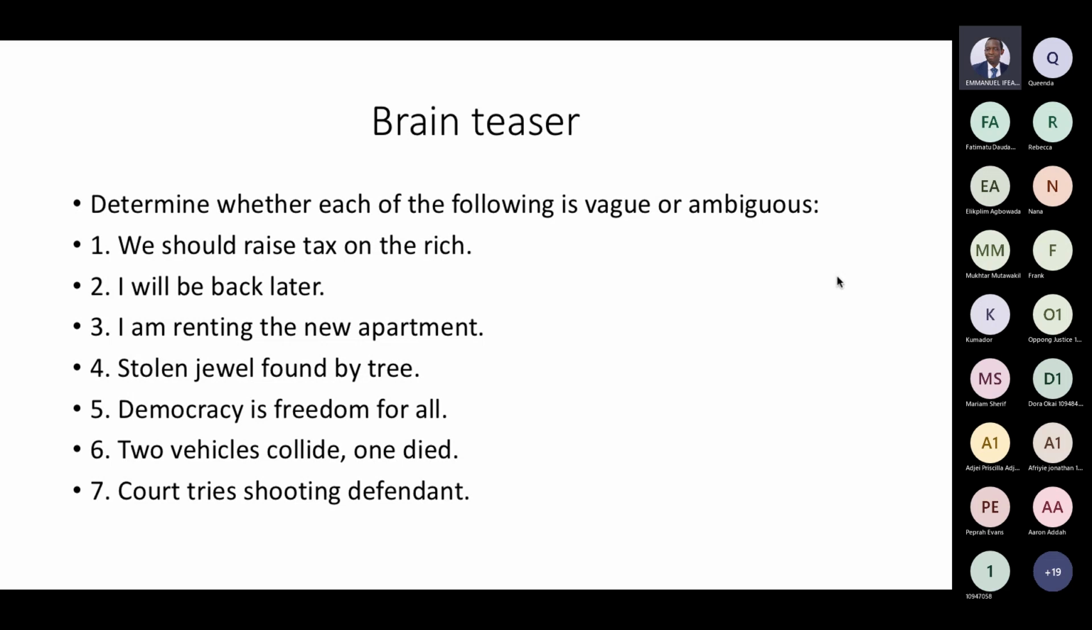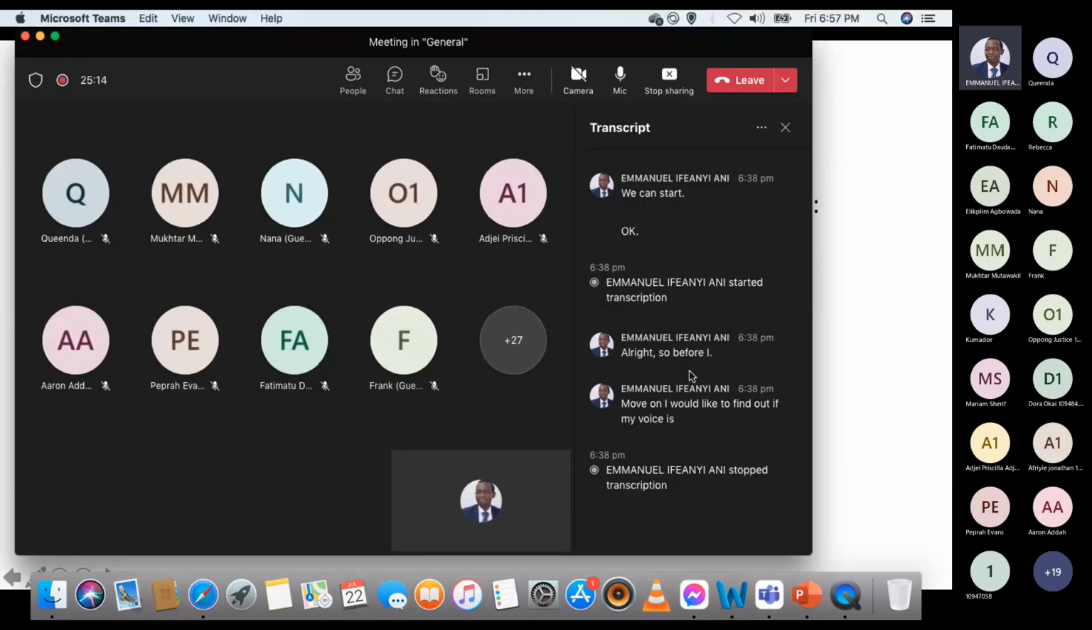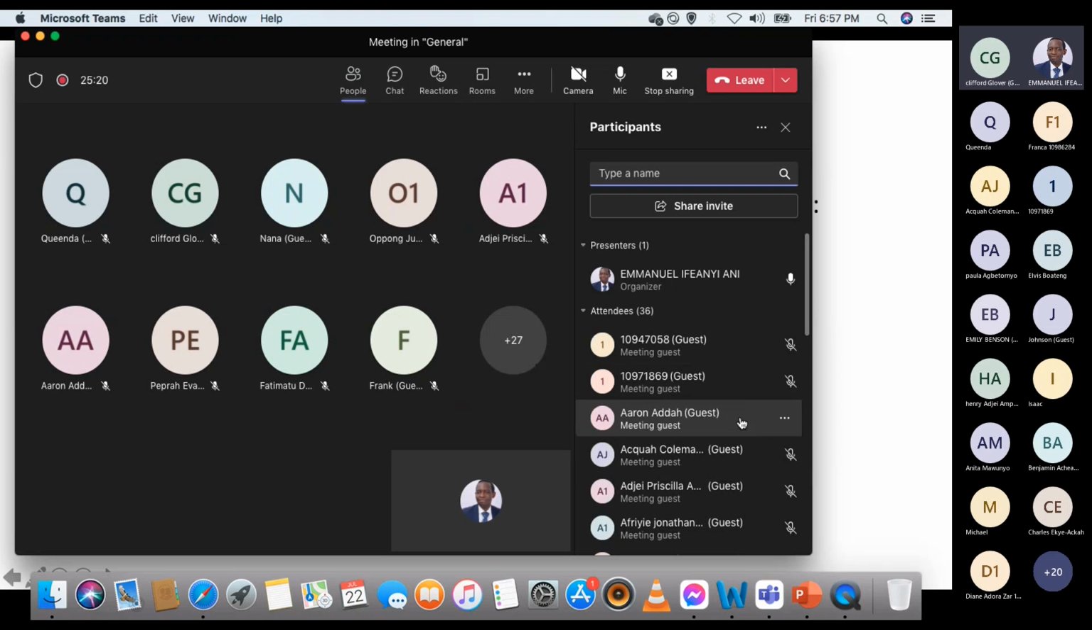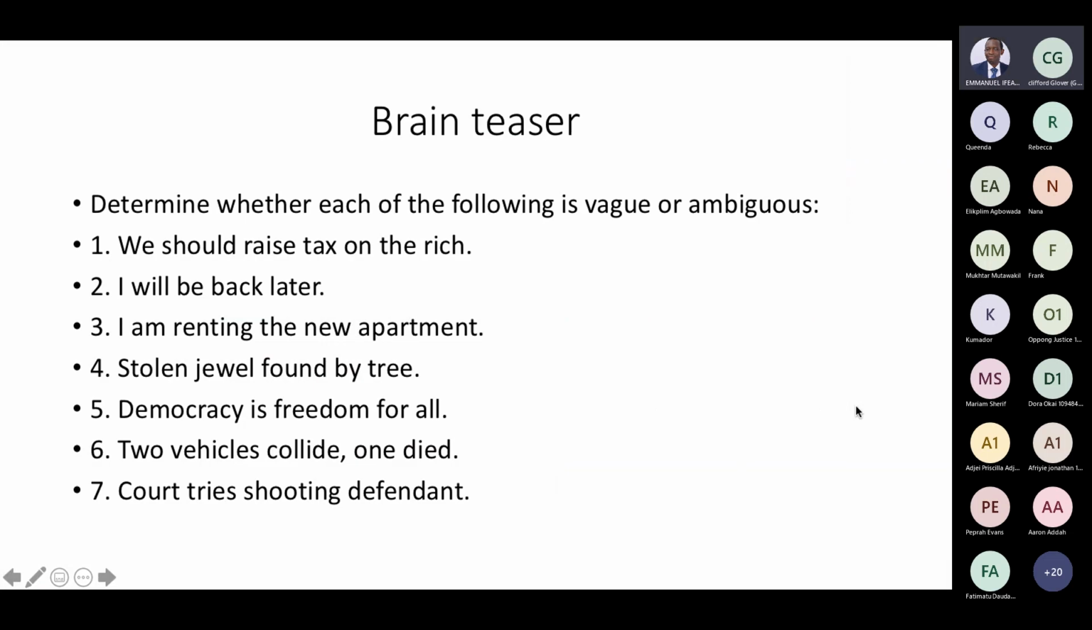Now, a little exercise. Determine whether each of the following is vague or ambiguous. So, which of these is vague and which is ambiguous? Number one, we should raise tax on the rich. We should raise tax on the rich. So, can anyone tell us whether it is vague or ambiguous? If you want to answer that, you can raise your hand, and then when I tell you to go ahead, you can unmute your mic so that your voice could be heard. So, we should raise tax on the rich. Is it vague or is it ambiguous?